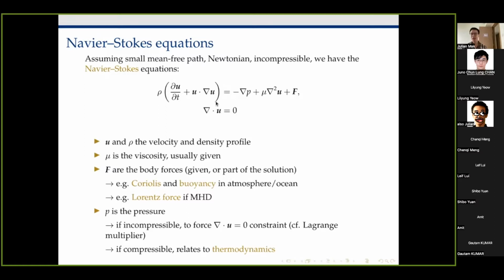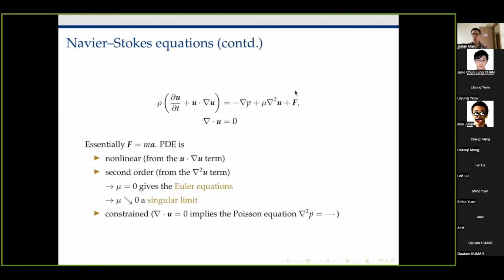The name of the game is that, given all the forces, so given external forces and an initial condition, tell me what's going on later on. So I want the velocity and the density later on. If you are rotating, you might want the Coriolis effect, and if you are in the magnetic case, you might want the Lorentz force and so forth. Okay, so that's the physical bit.